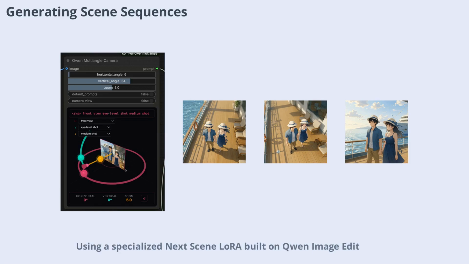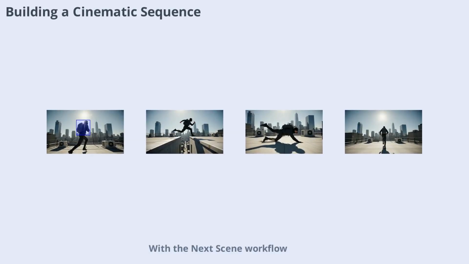Using a specialized next scene LoRA, built on Qwen Image Edit, you can generate the next moment in a scene based on the previous image. This workflow creates a progressive sequence of frames, ensuring visual consistency and narrative flow throughout your cinematic project. With the next scene workflow, you start with an initial image and describe what happens next. Each prompt represents a continuation of the story, not a new idea.